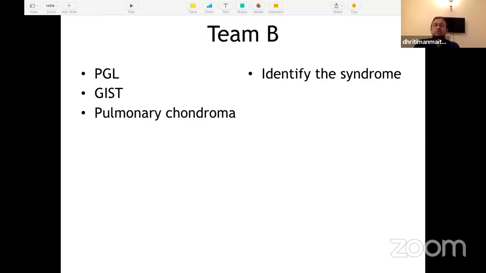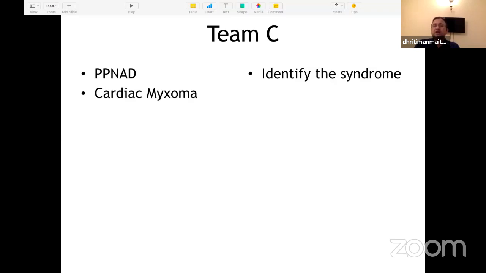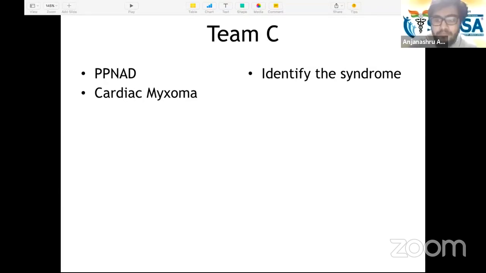Mahima. Paraganglioma, GIST, pulmonary chondroma. Identify the syndrome. So Carney's triad, Carney's syndrome. Very good. Mimansha. Primary pigmentary nodular adrenal disease and cardiac myxoma, along with several other hamartomatous lesions. Identify the syndrome or the complex. Can you answer? So this is Carney's complex. Very good. Yes, we give it to you. We have heard. We are giving you 10 out of 10.